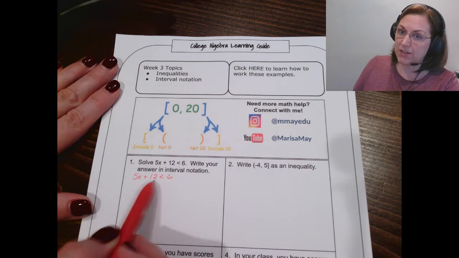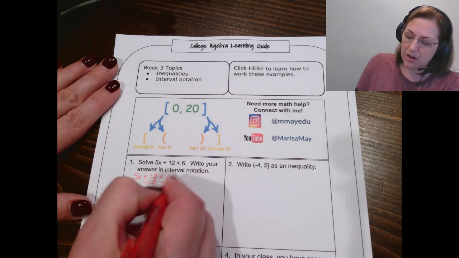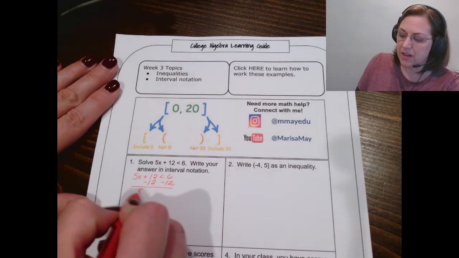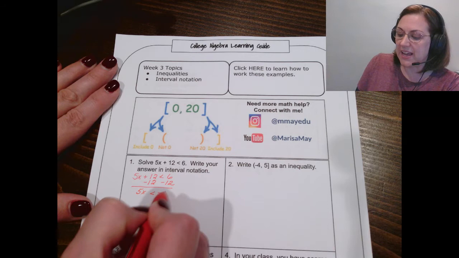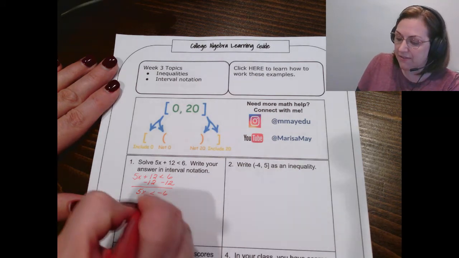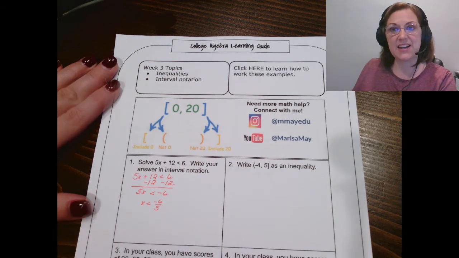So we need to do the opposite of adding 12, which is to subtract 12. Remember, we have to do that on both sides of the inequality. That leaves me with 5x is less than negative 6. And then we can divide by 5. So I get x is less than negative 6/5.